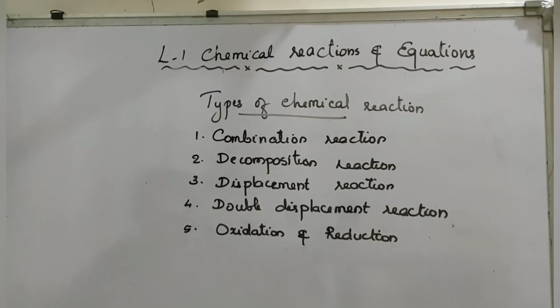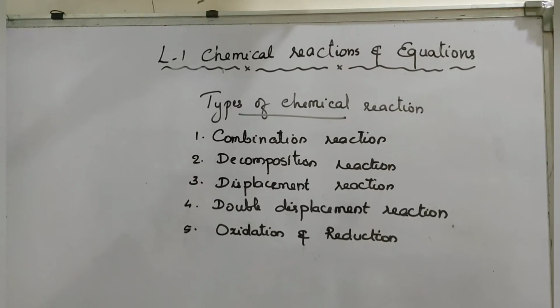Today I am going to discuss types of chemical reaction. The first one, combination reaction. Second, decomposition. Third one, displacement. Fourth, double displacement. Fifth one, oxidation and reduction reaction. And the last topic, that is corrosion and rancidity.